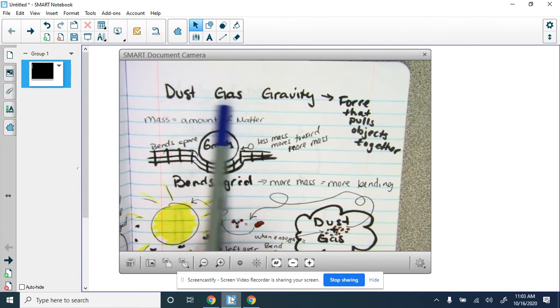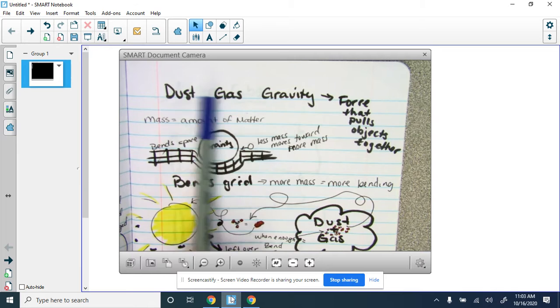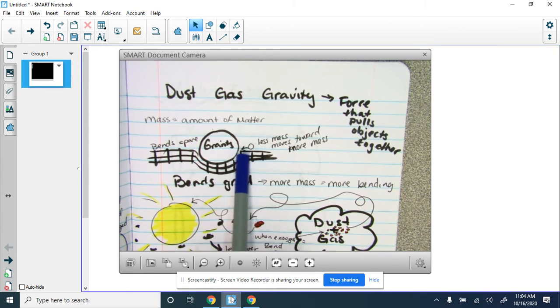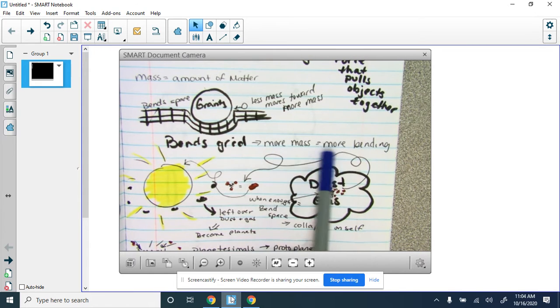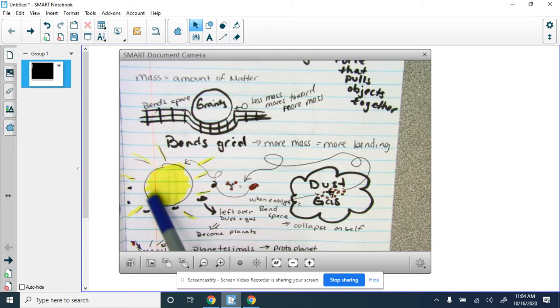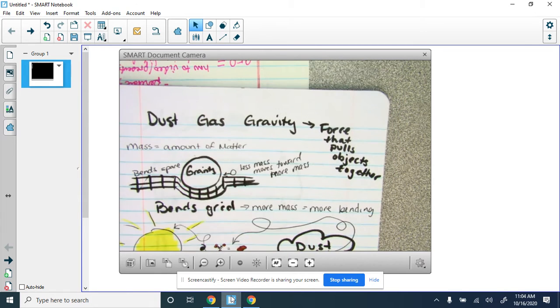So we learned that dust and gas create gravity. When there's enough of the dust and gas in one area, because the gravity attracts things, once enough dust and gas attracted to each other, it really starts to bend that space that it's at. They group together and they start colliding. And the more that it bends, the more gravity there is. And they start colliding and start creating the sun. And remember that gravity is the force that pulls all objects together.